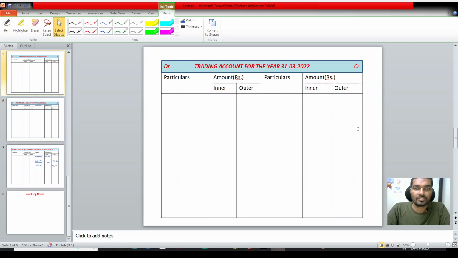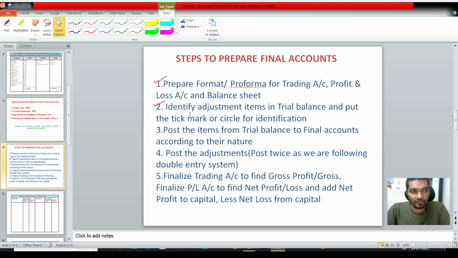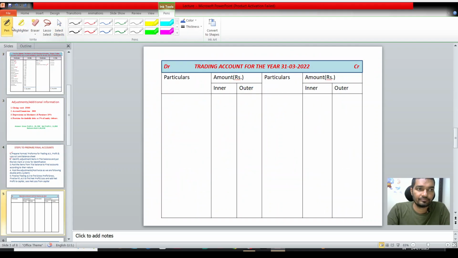And moving next item, purchases 1,45,000, and no purchase returns given, so directly we can show purchases in trading account debit side. To purchases 1,45,000.